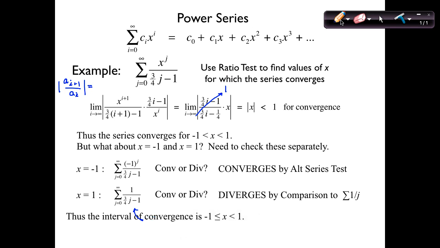There we go. Okay, so we can graph that. Let's graph that solution on the number line. So here are the values of x for which it converges. Include -1, and then everything up between, and then not include 1.